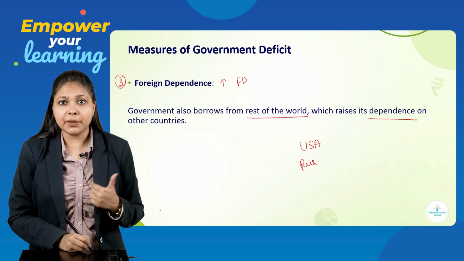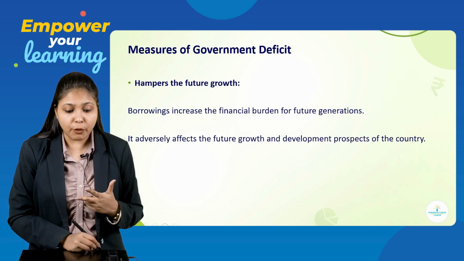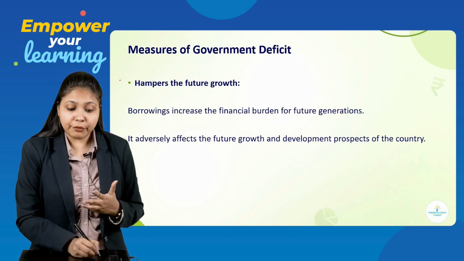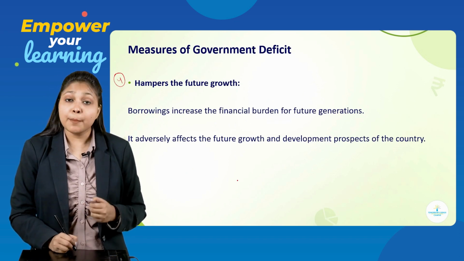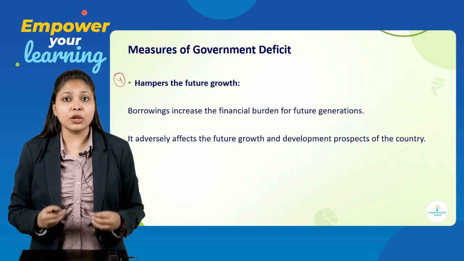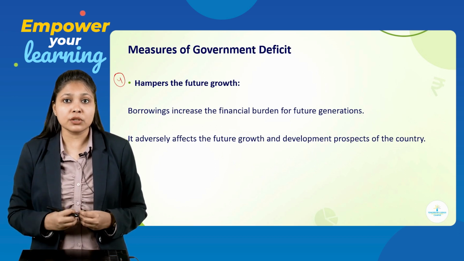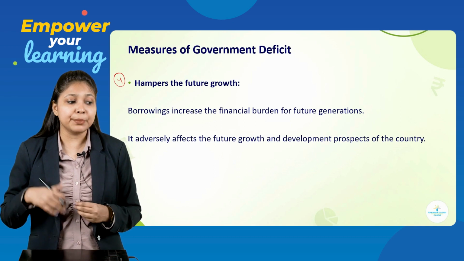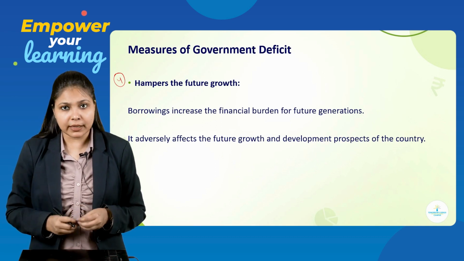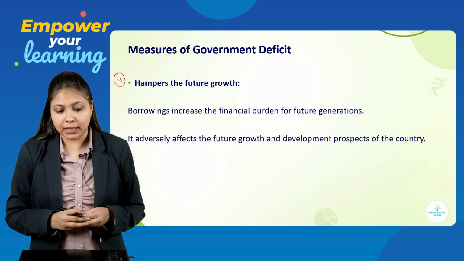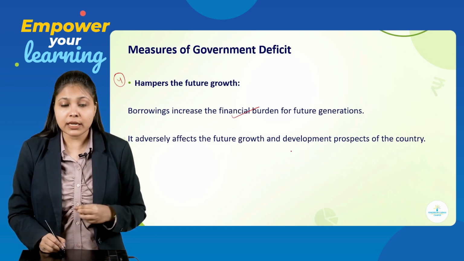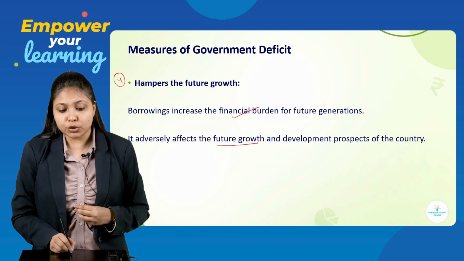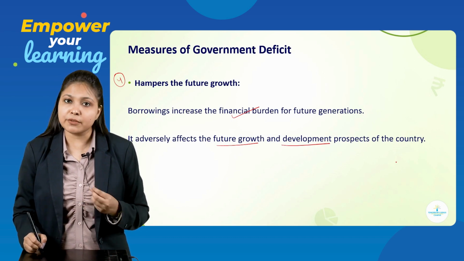So debt trap, inflation, and foreign dependency. Fourth is it will hamper the future growth of the country. But obviously, if our economy is in the situation of fiscal deficit, it will hamper the future growth of the country, future growth of the economy. Borrowing will increase the financial burden for future generations. It will adversely affect the future growth and development prospects of the country.